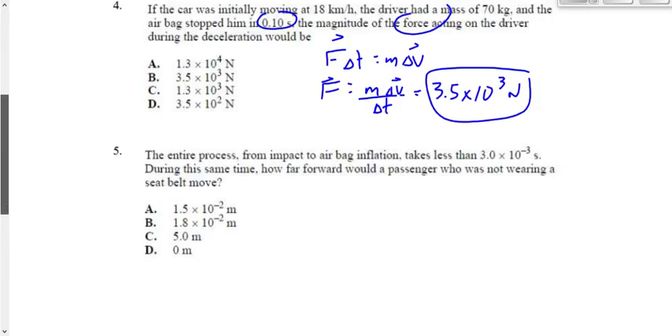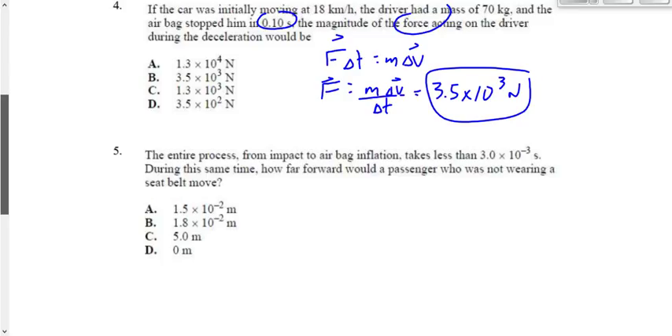Question 5: during this entire process from impact to airbag inflation takes less than 3 times 10 to the negative 3 seconds. During the same time, how far forward would a passenger who was not wearing a seatbelt move? So we got a passenger not wearing a seatbelt. The airbag takes 3 times 10 to the negative 3 seconds to inflate. So we better hope we don't move far enough forward to hit the airbag before it inflates. We want to know how far forward we will move before the airbag is actually inflated.